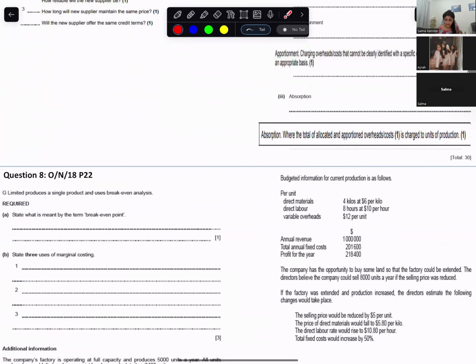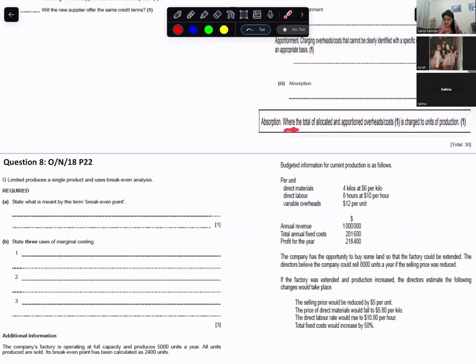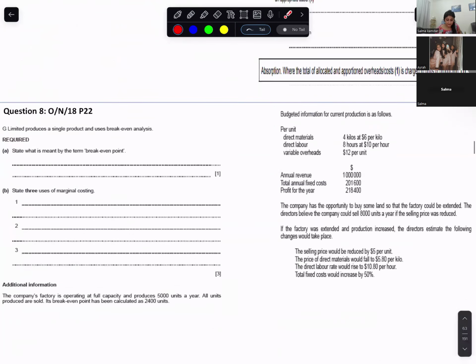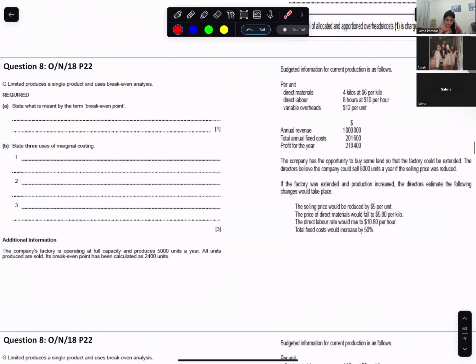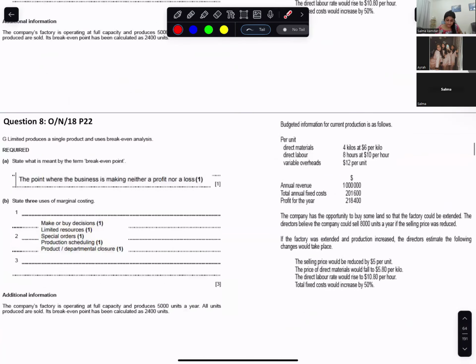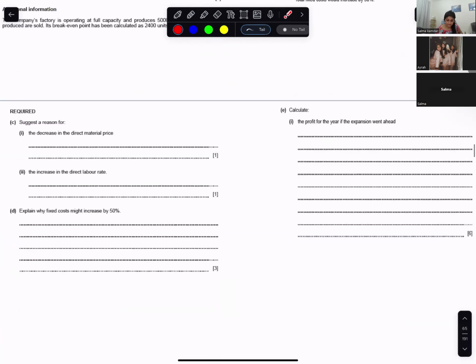Okay. You know absorption, right? Yeah, I didn't remember what it was. Okay. Break-even point meaning. Break-even point is the point at which there is no profit or loss.